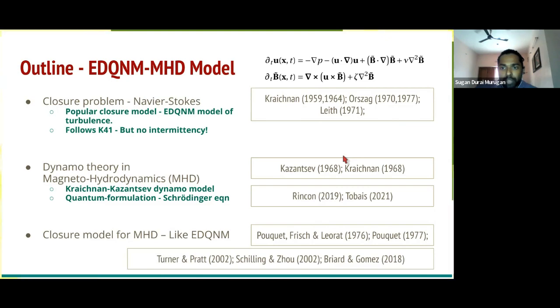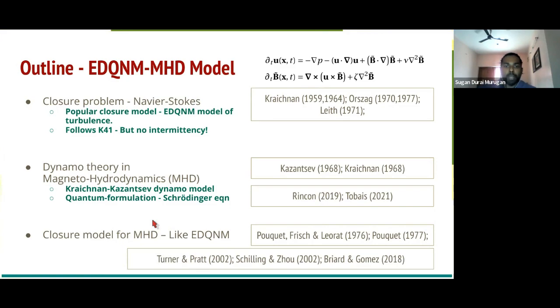Kazantsev and Kraichnan proposed a model, the Kraichnan-Kazantsev model, which is a famous model for addressing this dynamo question. In their model, the problem reduces to a Schrodinger equation in one dimension with an effective potential that characterizes the structure function of the turbulent fluid. So what exponent must the structure function possess for a dynamo to exist? That was a famous question, and it was solved with the Kraichnan-Kazantsev dynamo model.